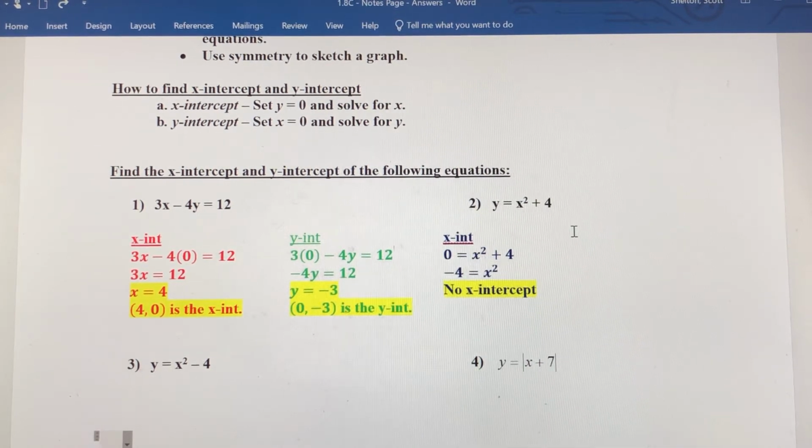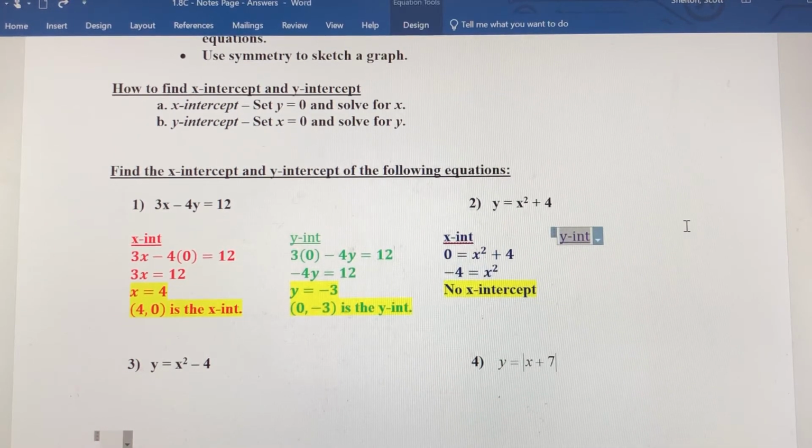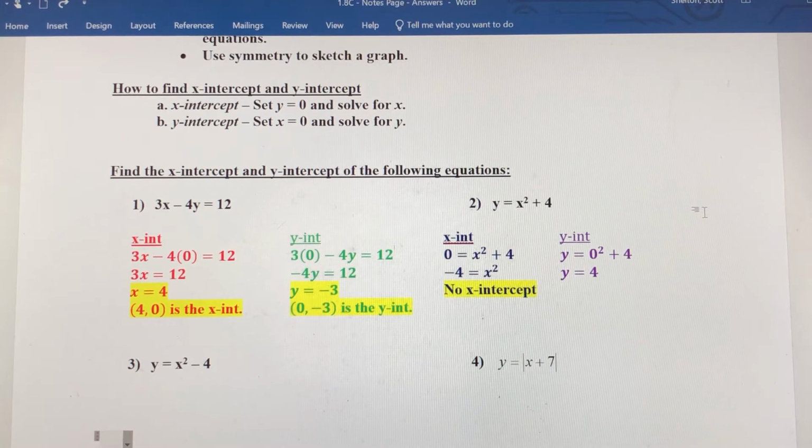So this function has no x-intercept, and that's okay too. Not all functions will have x-intercepts. All right, for the y-intercept, remember we're going to replace x with 0. So pretty easy equation here. 0 squared is 0. 0 plus 4 is just 4. So I've got my y-intercept pretty quickly. So (0, 4) is going to be the y-intercept.